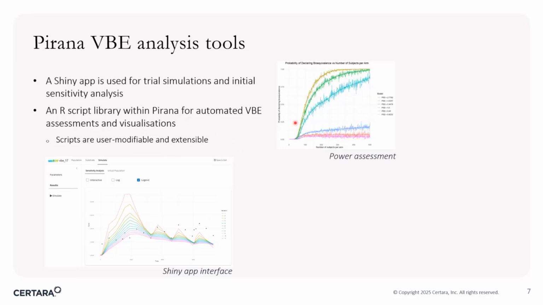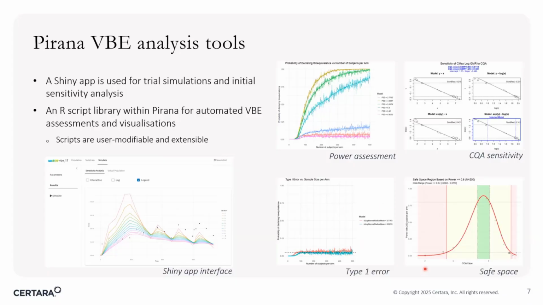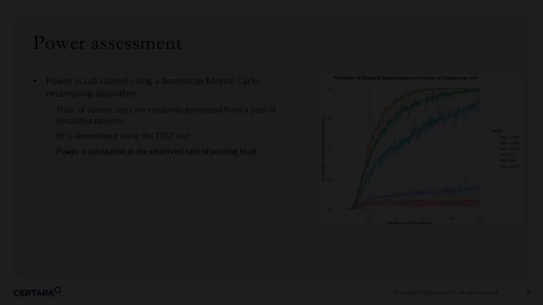We have a script for power assessment, looking at the probability of declaring equivalence for trials of different sizes. This is really useful for your sample size assessments. We have a CQA sensitivity script, a type 1 error calculation script, and also safe space calculation. I'll give a very quick overview of these 4 components, then I'll pass on to James to give you a full walkthrough.